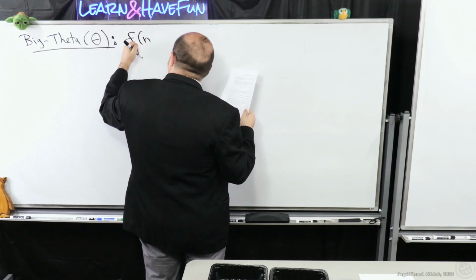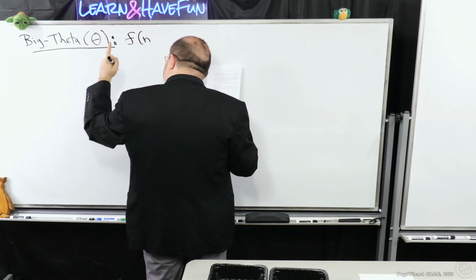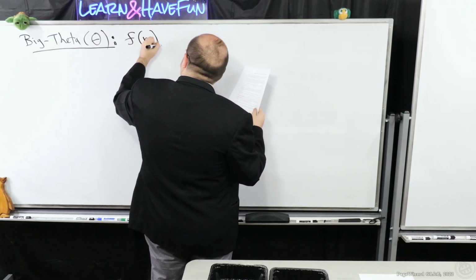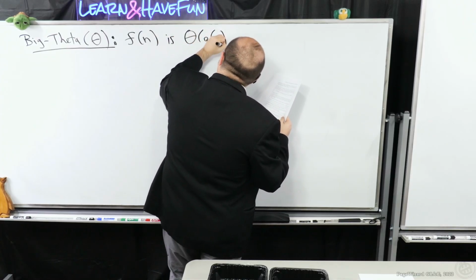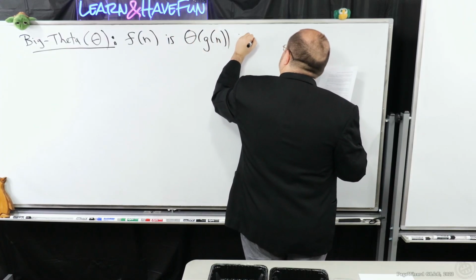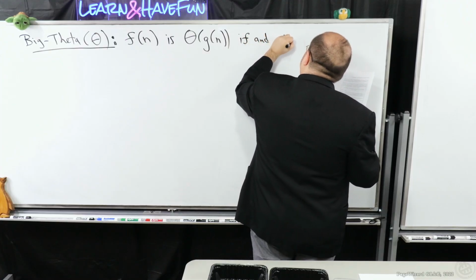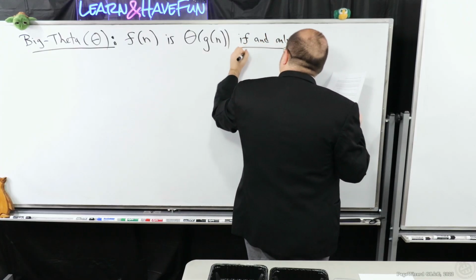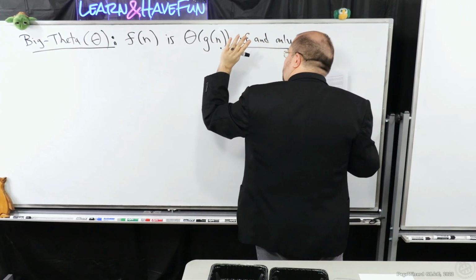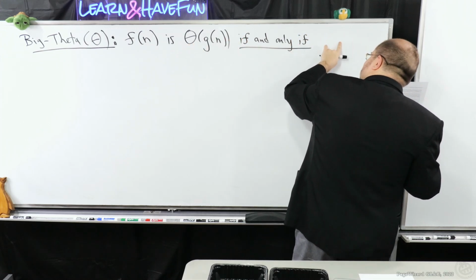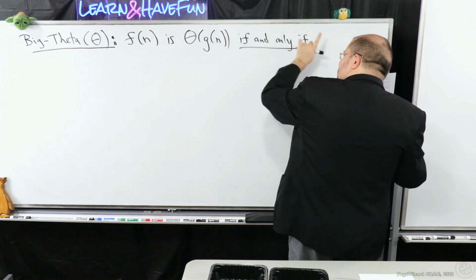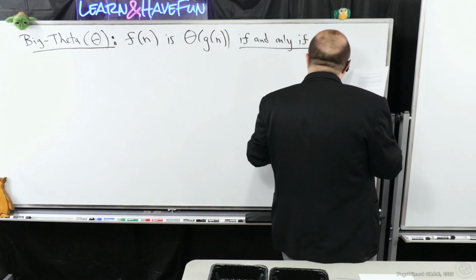So suppose I have two complexity functions, f and g. We would say that f is big theta of g if and only if. Remember, if everything that comes just before the if and only if is true, then whatever comes after has to be true. If that's false, whatever's here has to be false. They're equivalent.